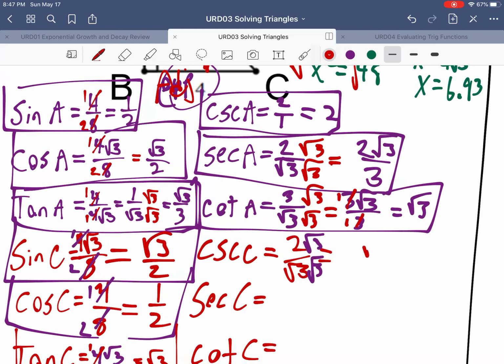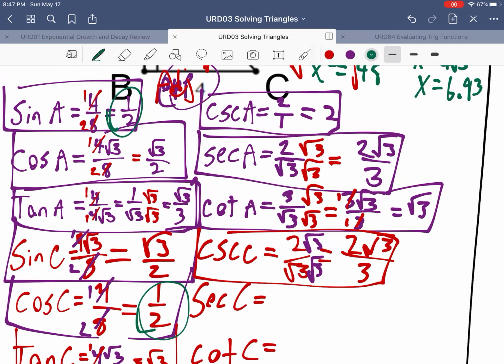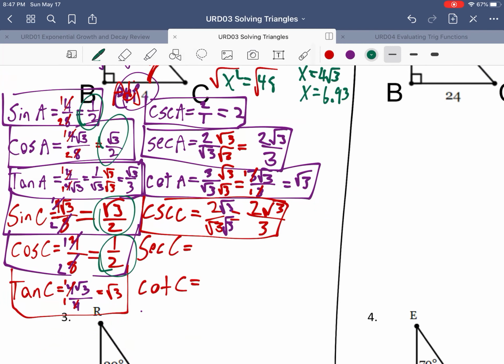But I'm really trying to stress that the co-functions are just the opposites for the 2 angles in this triangle. So once again, just to point it out, the sine of A was the cosine of C. The cosine of A is the sine of C. The tangent of C is the cotangent of A. The cosecant of C is the secant of A.